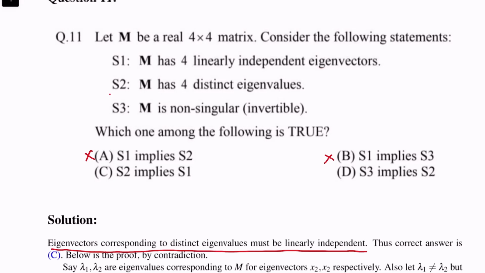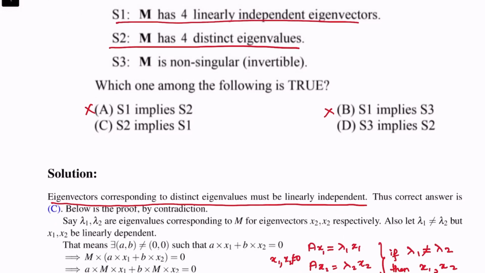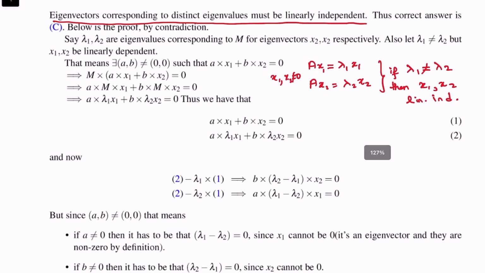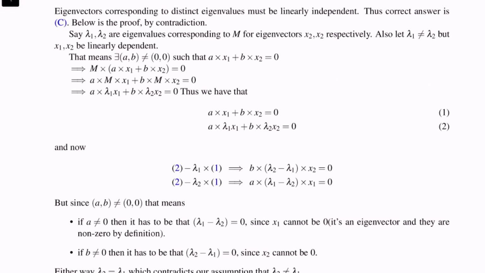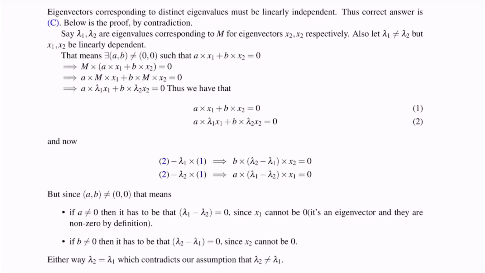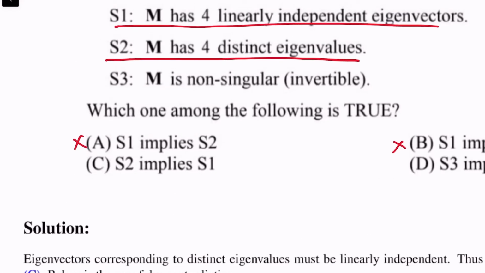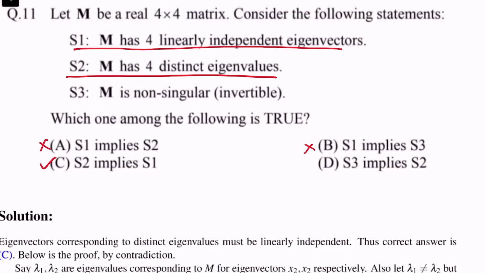So that's what this says. If M has 4 distinct eigenvalues, then M has 4 linearly independent eigenvectors. You can of course pause the screen at this point and go through the proof of this fact, which is given here. So of course the answer is C.